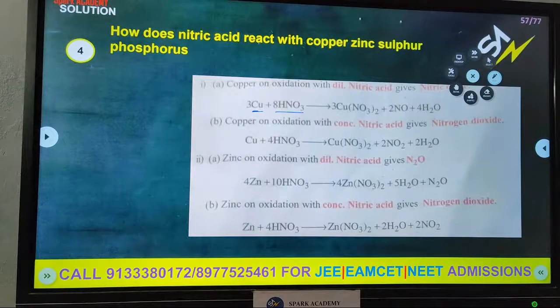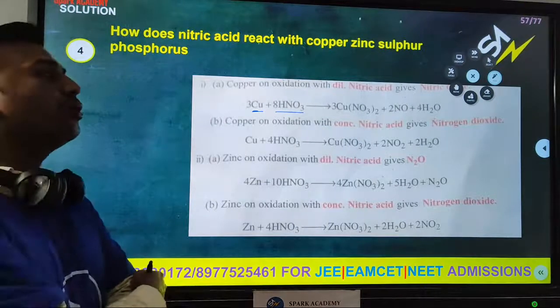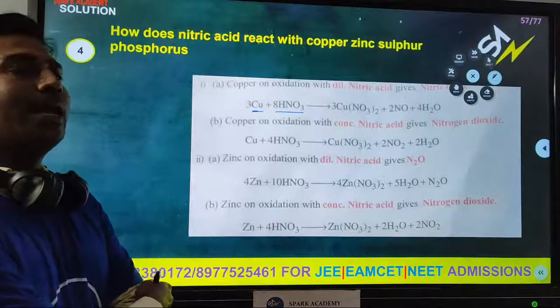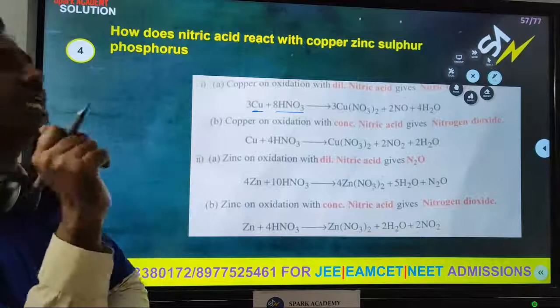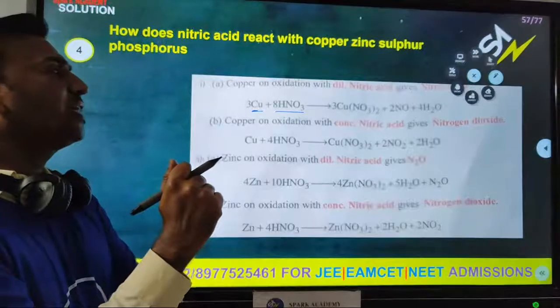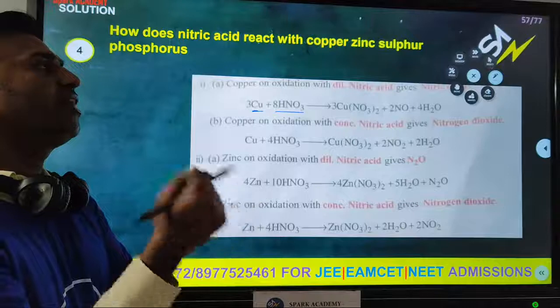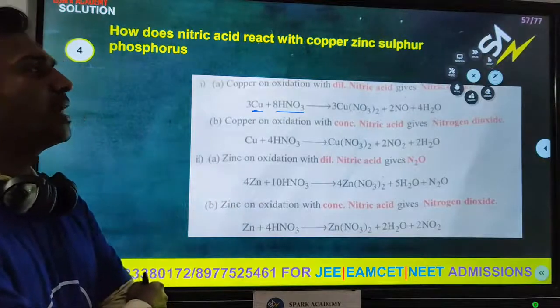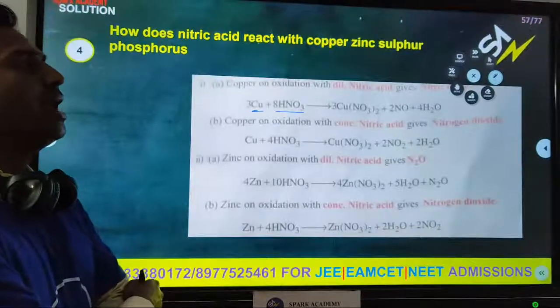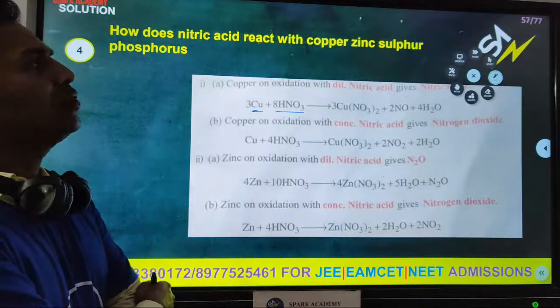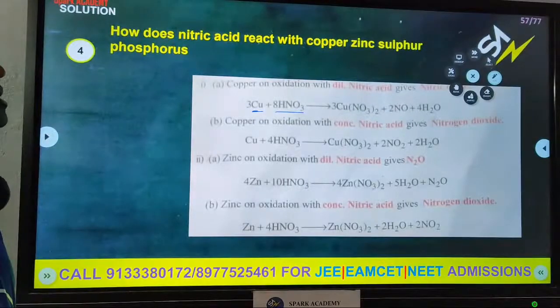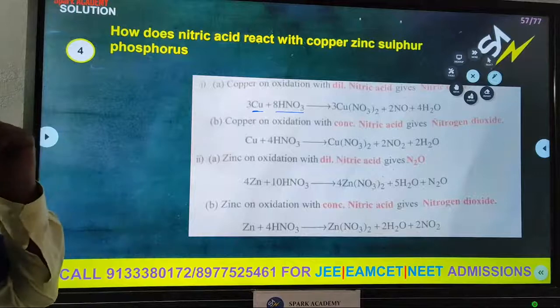How to remember here? We have to remember 8 moles of HNO3. Then only will we get the reaction properly and be able to balance it. So how many moles of nitric acid? 8 moles. 8 moles of nitric acid react with copper filings and form copper nitrate, NO, nitric oxide, and water. This is the first chemical property of HNO3 with copper.